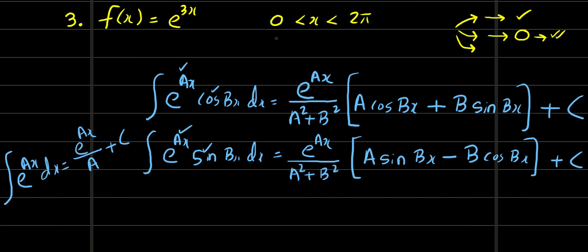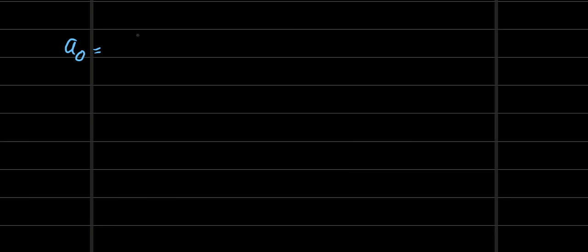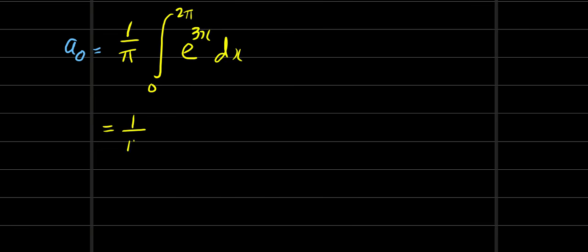So let's move ahead. So as before, a naught. What was the length of the interval? I'm not going to write those things. Yeah, so 2l is equal to 2 pi. So l will be equal to pi, and let the series be dot dot dot etc. So let's proceed. We get a naught is equal to 1 by l, that is 1 by pi, and the limit 0 to 2 pi, and the function value is e to the power 3x dx. And I'm sure you know how to integrate this.